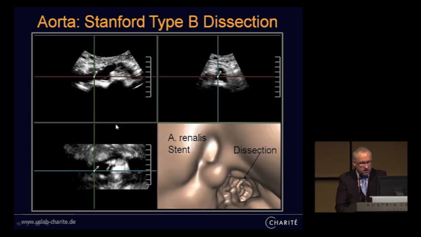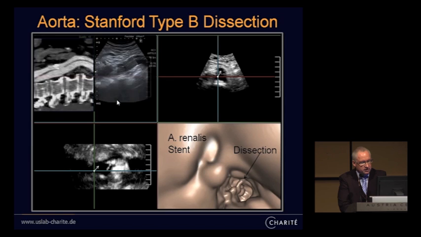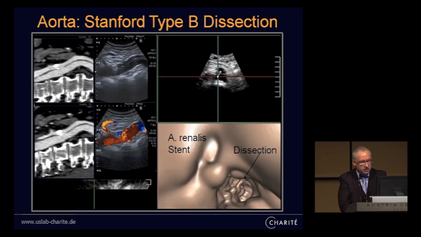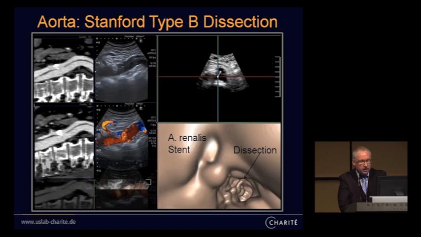Another very interesting case, Stanford type B dissection of the aorta. Very well reconstructed. This is the flap here, this is the dissection. This is a stent in the renal artery, very nicely reconstructed with this method. This is the scanning situation based on CT. This is the color-coded duplex ultrasound in the same scan plane like the CT, the power Doppler experience, as well as the 4D evaluation of this patient. And of course, it's a method for live scanning.